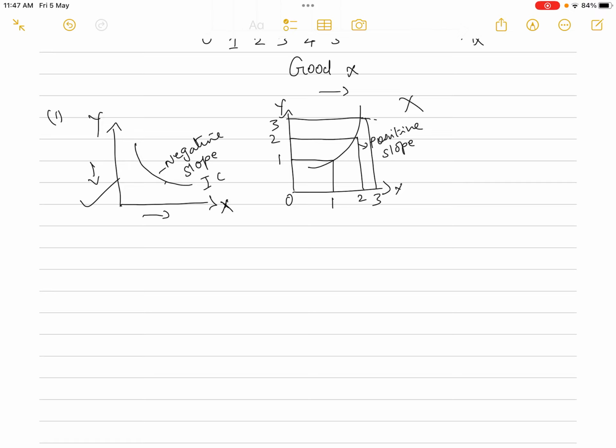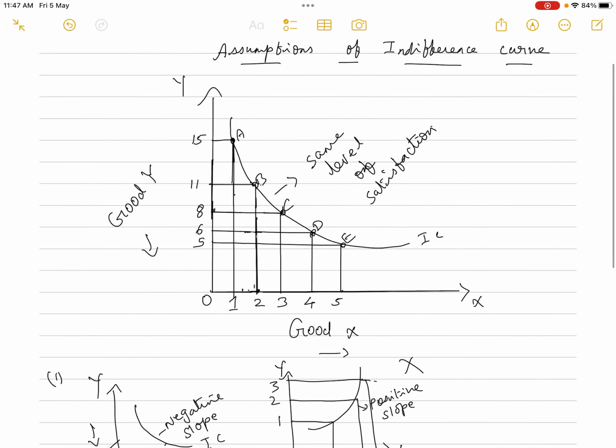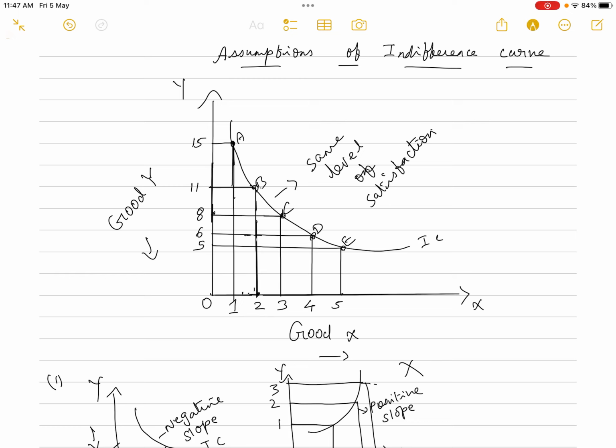Okay, now you can see in the first diagram also that this is convex. In this diagram, you can see that initially the consumer is willing to sacrifice 4 units of commodity Y to get 1 unit of commodity X. Then he is willing to sacrifice only 3 units of commodity Y for 1 more unit of commodity X. Then 2 units for 1 more unit, and then 1 unit for 1 unit. So this is delta Y, this is delta X. Okay, so this is the marginal rate of substitution.